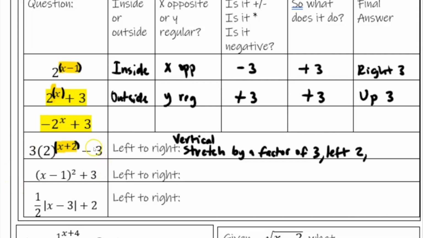And then I have another number here, -3. This is outside, which is y and regular. Subtract 3 goes down 3, and then down. So you're just doing all the transformations from left to right.